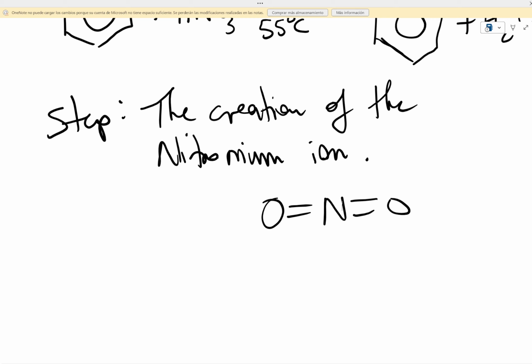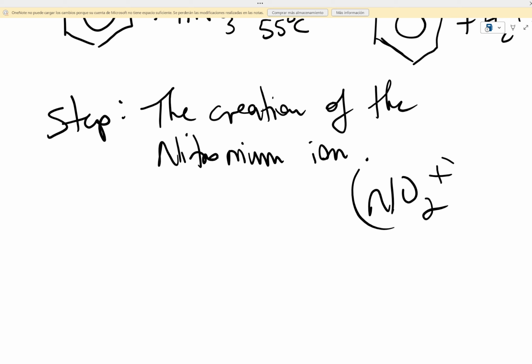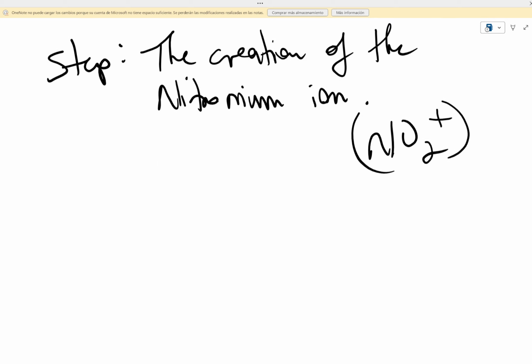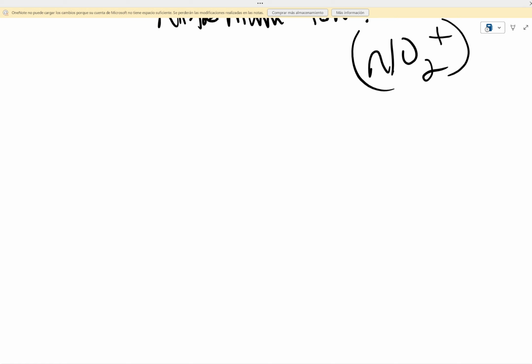It looks a bit different. I think it's hyperconjugated in some type of way. But the nitronium ion is NO2 plus. That's the nitronium ion that we're looking at. So let's have a look at this now. We're gonna have the creation of that.